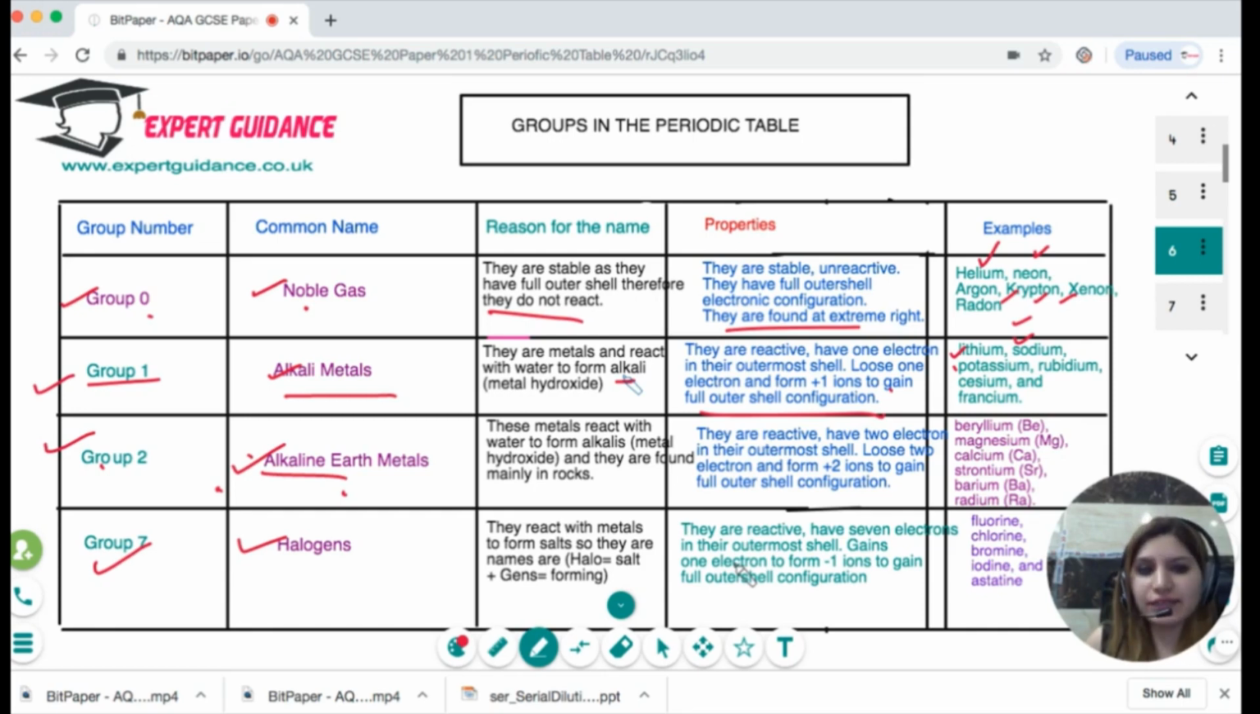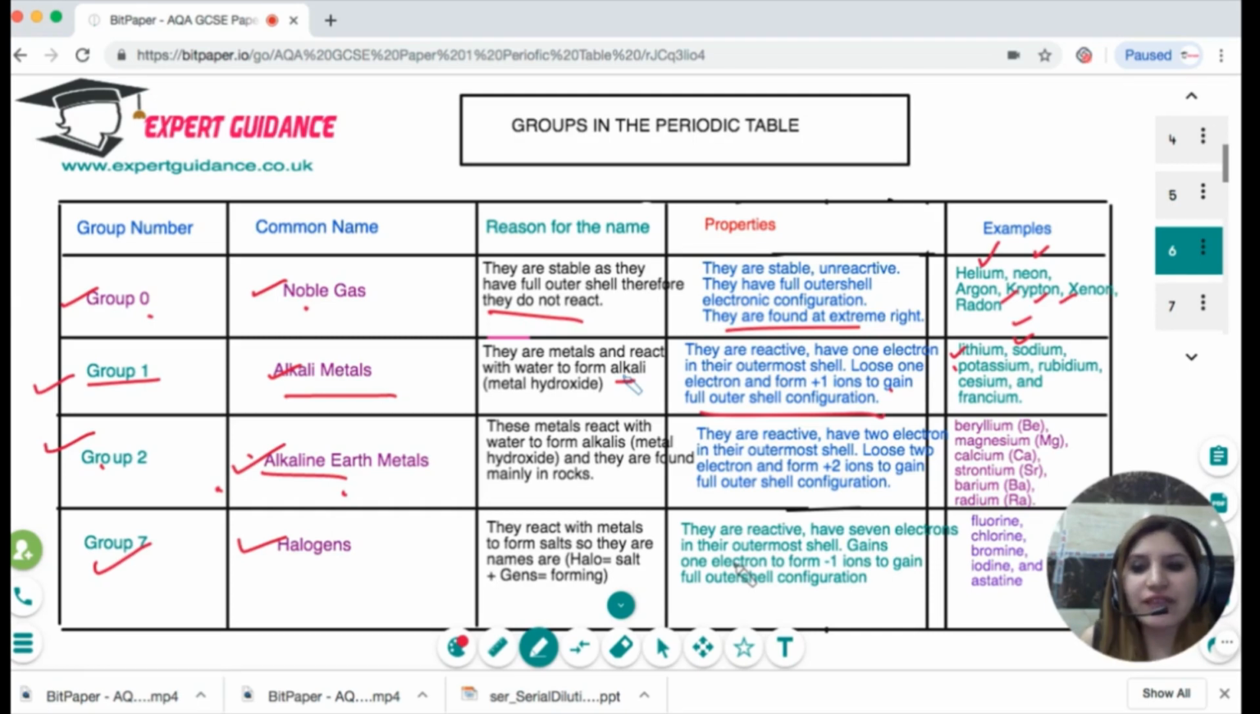They are reactive, but they do not form +1 ions. They form +2 ions because they have 2 electrons in their outermost shell. So they lose 2 electrons to form a +2 ion with a stable configuration. Example, beryllium, magnesium, calcium, strontium, barium, and radium.